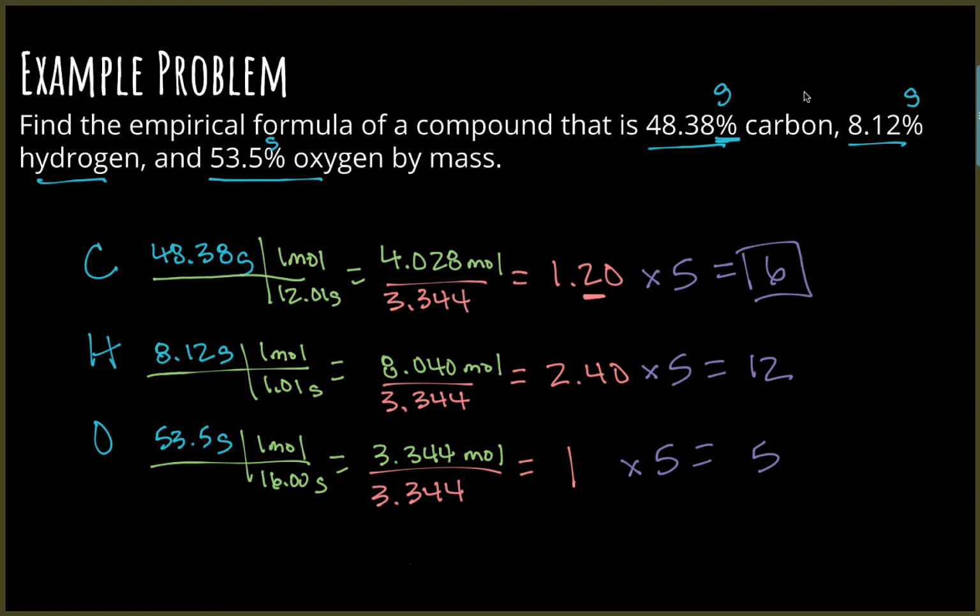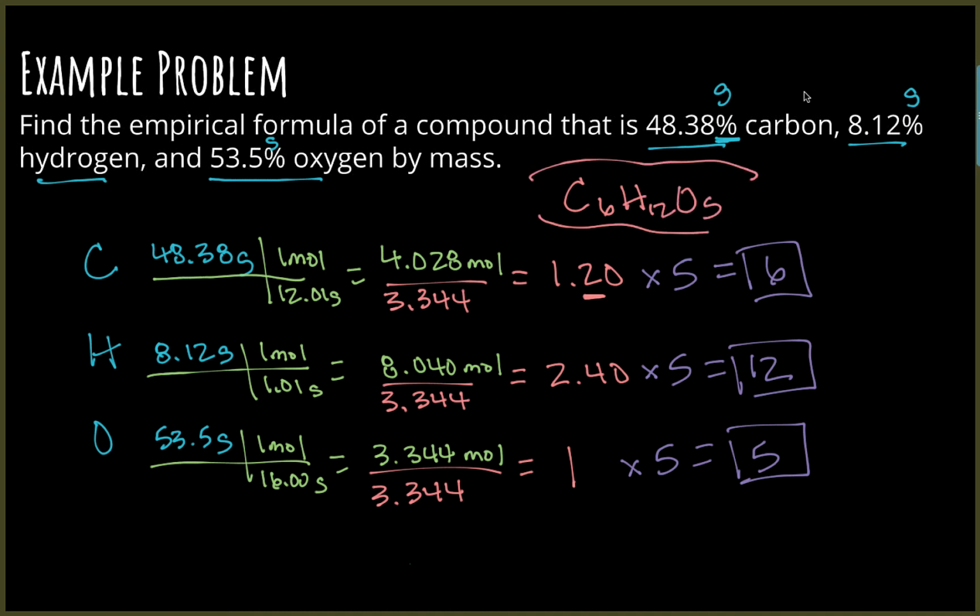So then those become my subscripts. So formula for this one is C6H12O5. Okay, so again, this is the subscript for carbon, subscript for hydrogen, subscript for oxygen. And the reason I had to do this extra step was because at this point, those were not within 0.1.